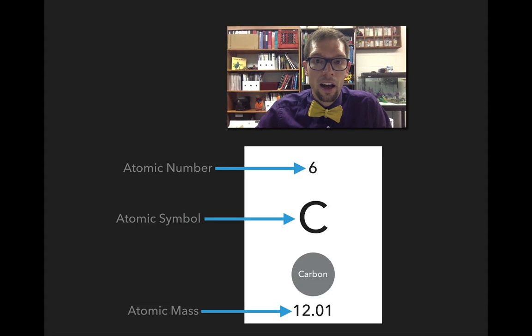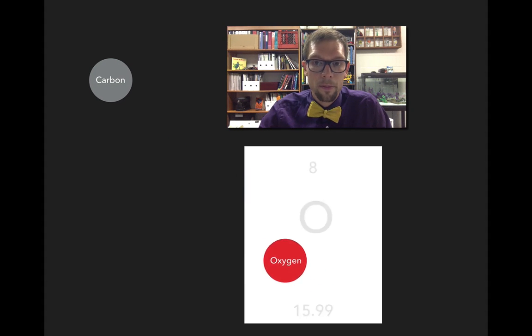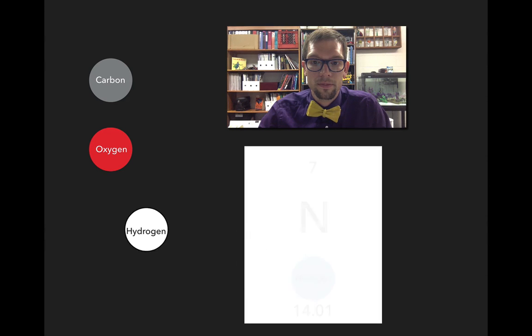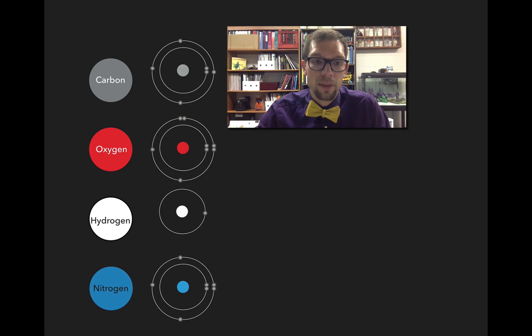So what are the elements that we're most concerned with? Well, there's really 4 that are really common in biology. The first one is carbon. This next one is oxygen. Then we have hydrogen. And finally, nitrogen. Now, we focus on these because they're going to be the most prevalent elements in our body. They make up the majority of our mass.